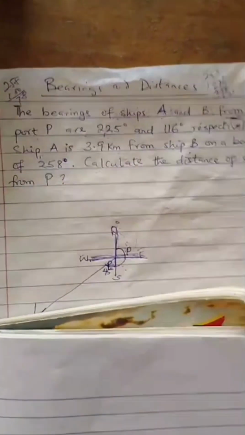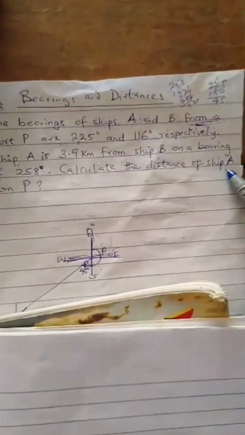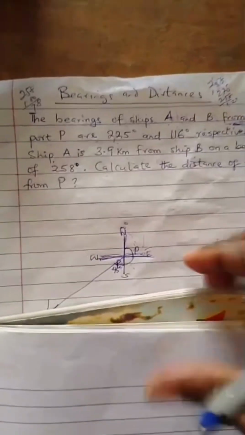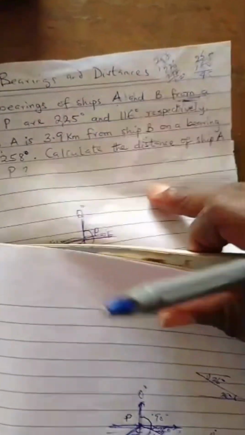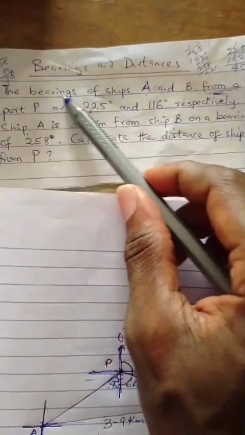Now calculate the distance of ship A from P. So to calculate the distance of ship A from port P, let's look at how this works. We have a diagram. So the keyword is bearings.